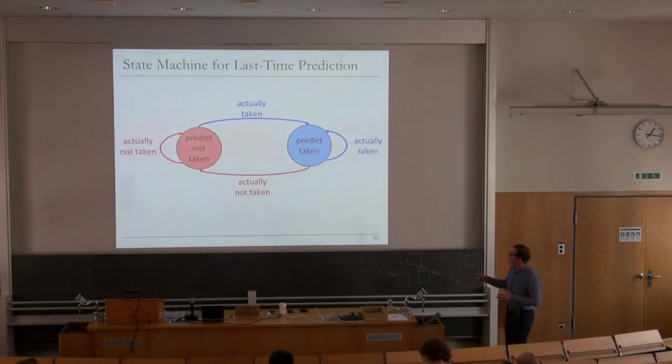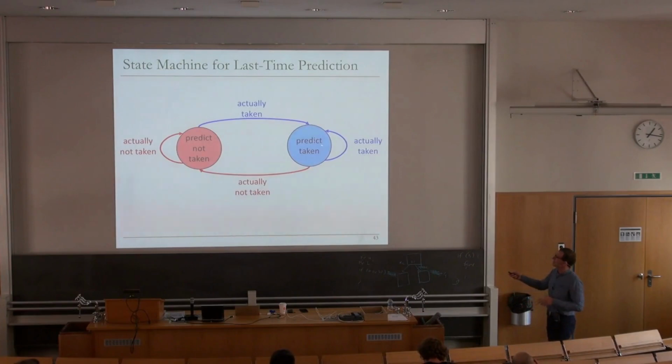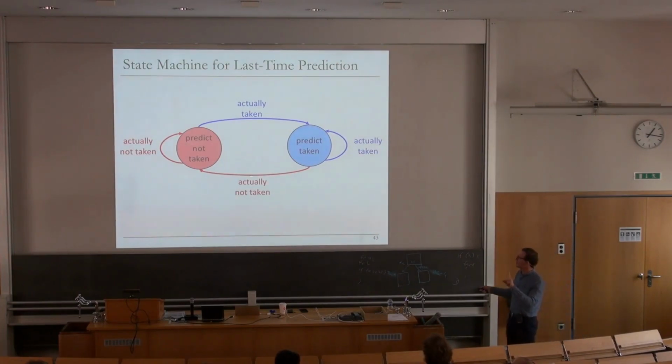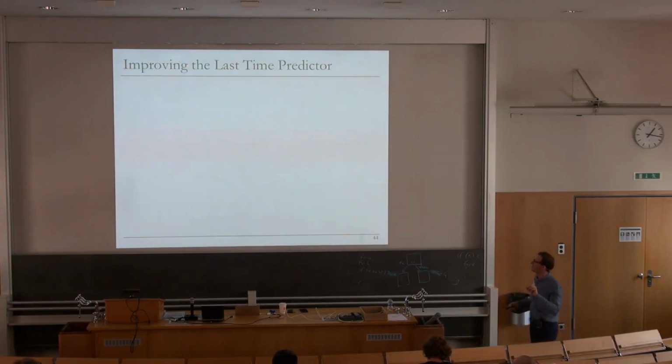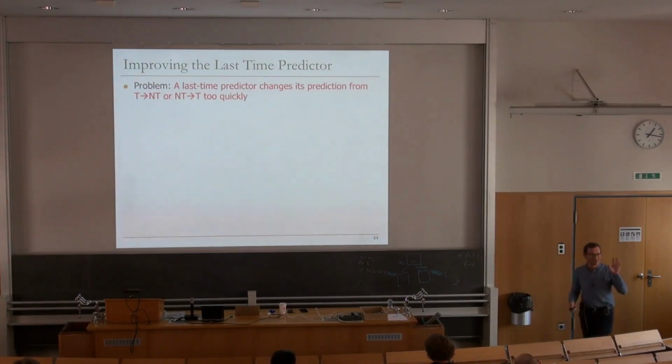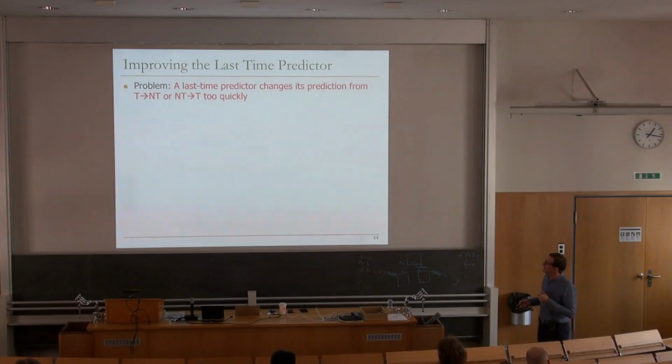Basically, the problem is this. A last time predictor changes its mind very quickly. Right? If it's predicting taken, with 1 opposing outcome, if it sees the branch actually not taken, it'll say, okay, I'm going to predict not taken after this point. And same here. With 1 opposing outcome, it says, oh, I'm going to change my mind. That may not be a good idea. Basically, it switches between taken, not taken, not taken, taken too quickly, even though the branch may be mostly taken or mostly not taken.